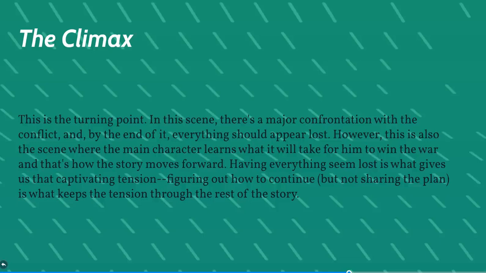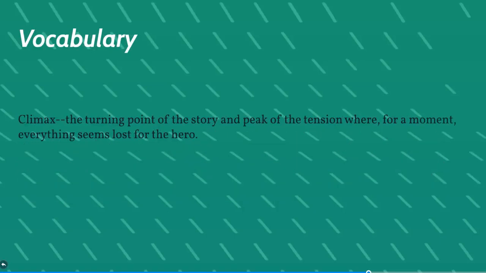The battle goes majorly wrong, everything seems lost, which gives us captivating attention. And figuring out how to continue from there, but not telling the reader, is what's going to keep that tension going through the rest of the story. So your vocabulary here is obviously climax. It is the turning part of the story and the peak of the tension where, for a moment, everything seems lost for the hero.